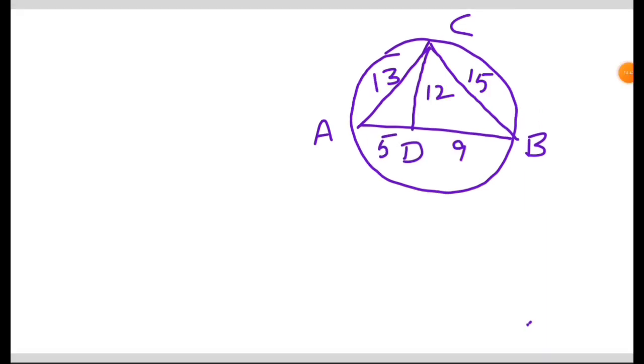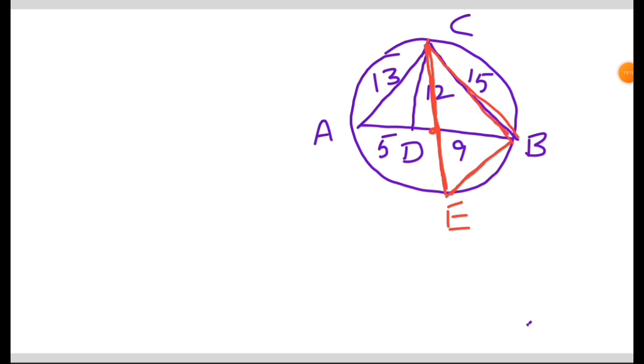Our goal is to find the radius. So that's why let's draw a diameter. This is our center. If we draw from C to, name it as E, this is our diameter. If you connect E to B, from here to here, we made a triangle.